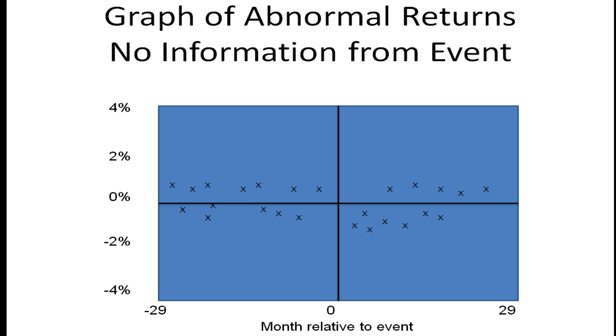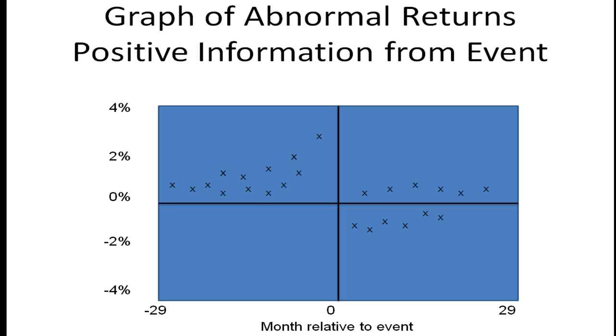And if you were looking at a graph of these events, if there's actually no information from the event, the market's efficient, then you would expect that there's really nothing going on here. Sometimes the abnormal return is above 0, sometimes it's below 0, it just sort of randomly goes up and down. Even after the event date, time period 0, sometimes it's below, sometimes it's above. No real pattern here.